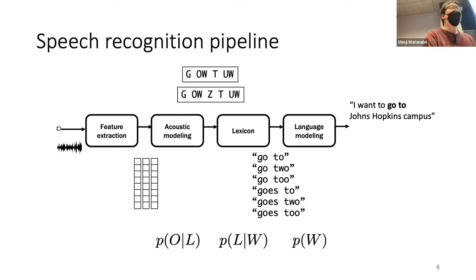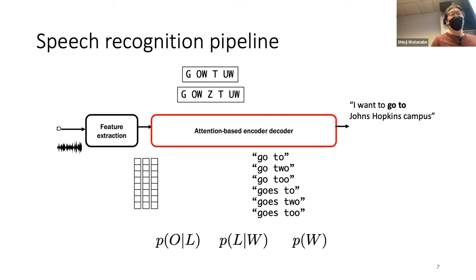So let's start from our usual speech recognition pipeline. And this time, the pipeline covers attention-based ASR, which covers both the acoustic modeling, lexicon, and language modeling parts. By the way, some methods could also cover the feature extraction part, but generally not so common, because feature extraction like MFCC or log-mel filter bank is good enough for many applications.